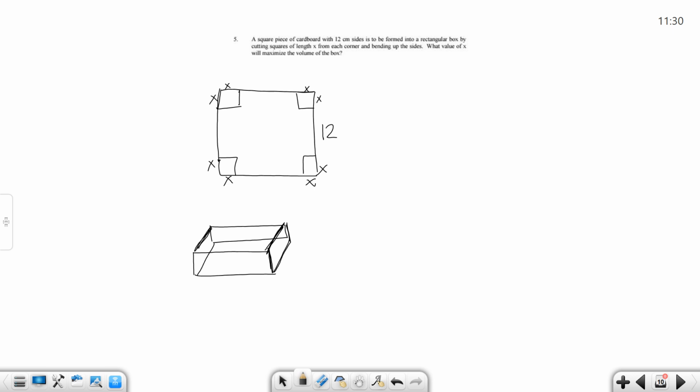So we have this square piece of cardboard. We're forming a rectangular box. What value of x would maximize volume? So we're looking for max volume. Okay, so the volume of a box is length times width times height. Just like with all of our other problems we've done so far, we need volume in terms of one variable instead of three. So we have to do some work with that.